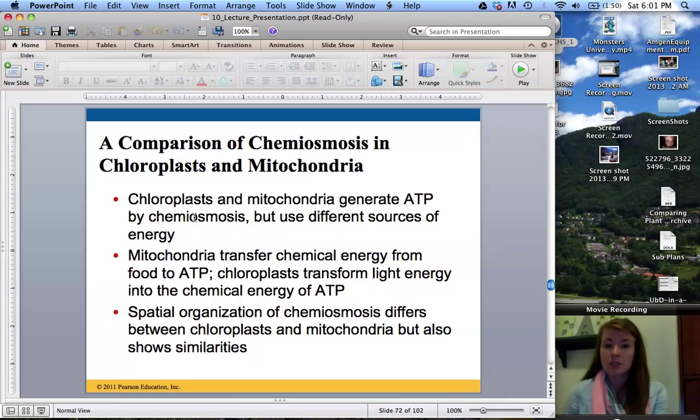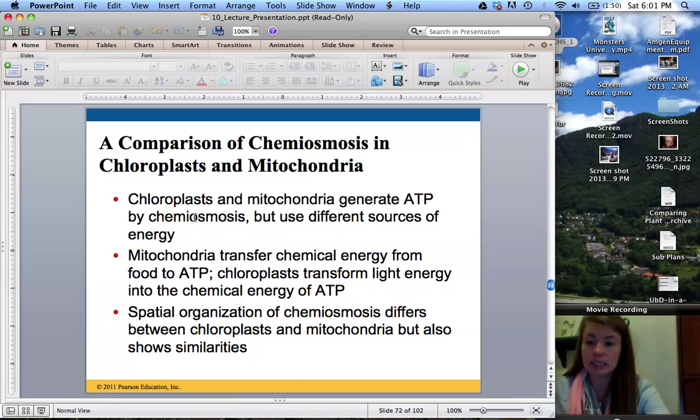So then your textbook talks quickly about the comparison of chemiosmosis, so using a proton gradient to make ATP, between chloroplasts and mitochondria. So this happens in both of them. It happens in cellular respiration and it happens in photosynthesis. Both chloroplasts and mitochondria generate ATP from chemiosmosis, but they use different sources of energy. Mitochondria transfer chemical energy from food to ATP. It gets glucose, completely oxidizes glucose, and then it makes NADH and FADH2 to later make ATP, whereas chloroplasts take the light energy and turn it into the chemical energy of ATP.